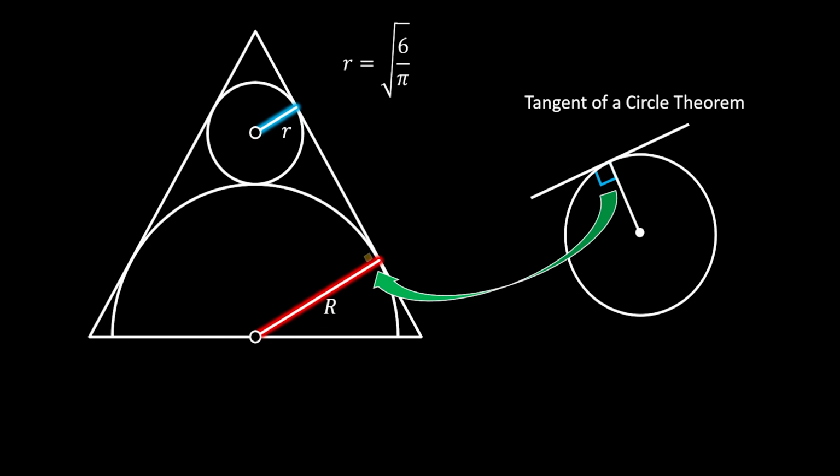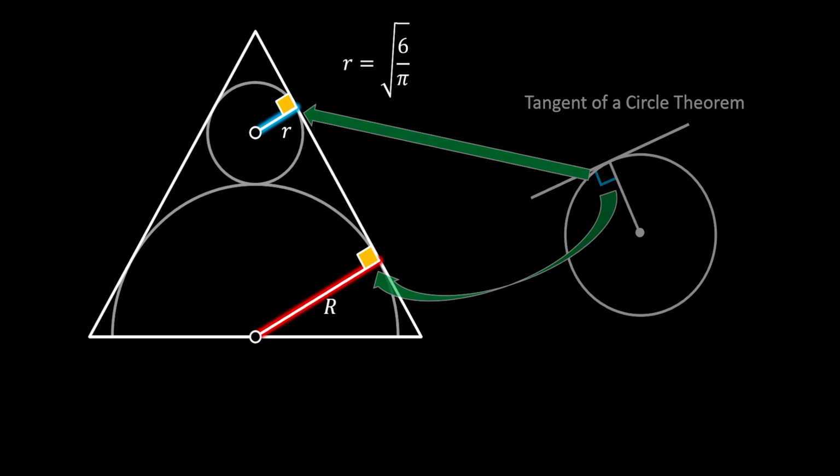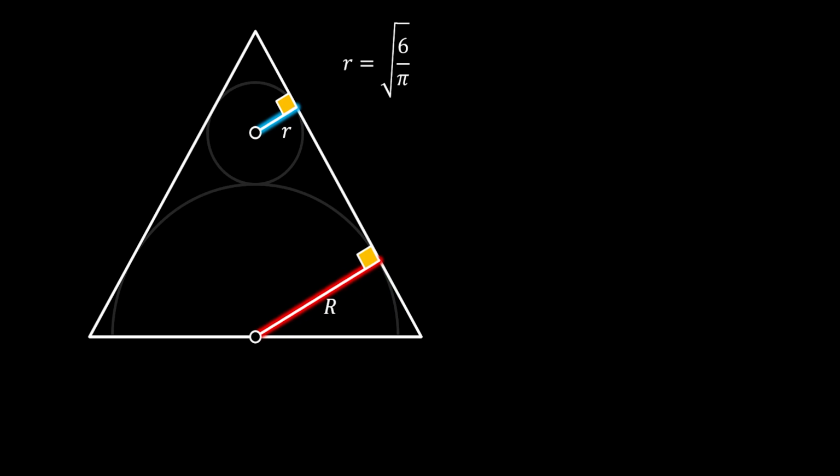As you can see here, we also have the radius which goes to the point of tangency, and our tangent line is actually the side of our equilateral triangle. The same thing applies for the circle on the top. So this radius must be perpendicular to the right side of our triangle as well.